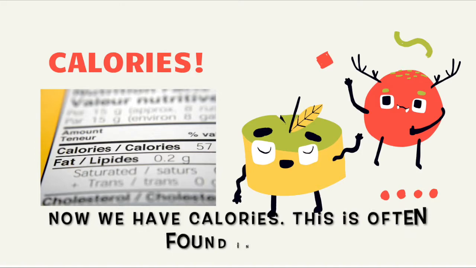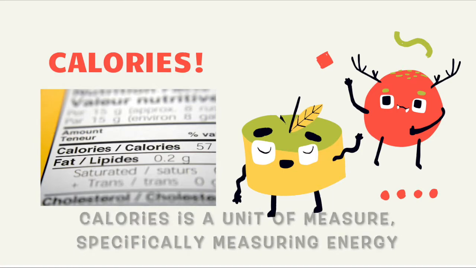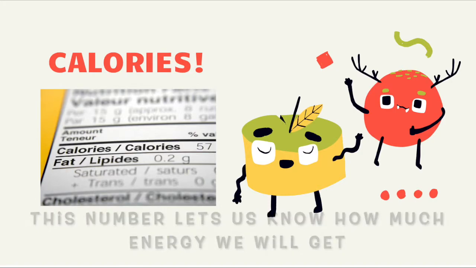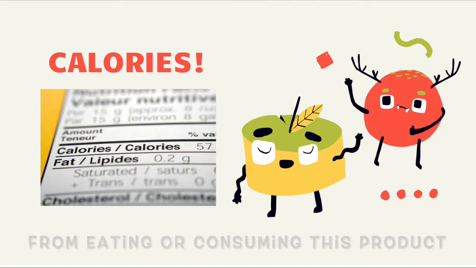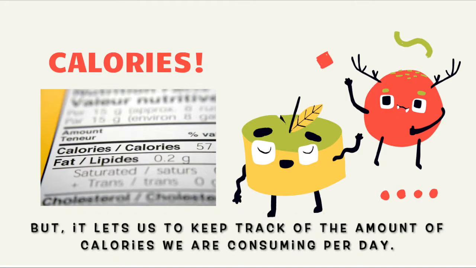Now we have calories. This is often found in bold. Calories is a unit of measure, specifically measuring energy. This number lets us know how much energy we will get from eating or consuming this product. This doesn't mean the more calories, the faster we will run, but it lets us keep track of the amount of calories we're consuming per day.